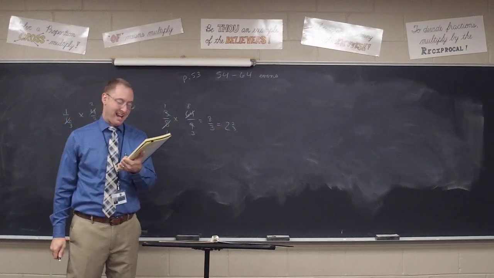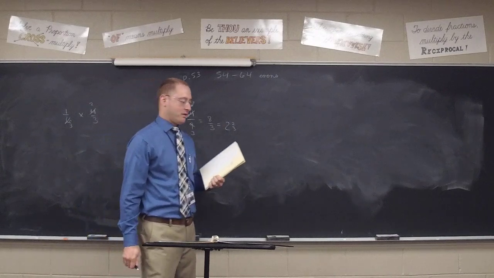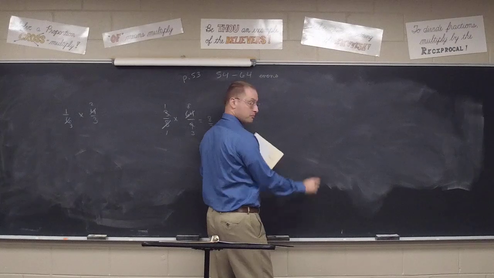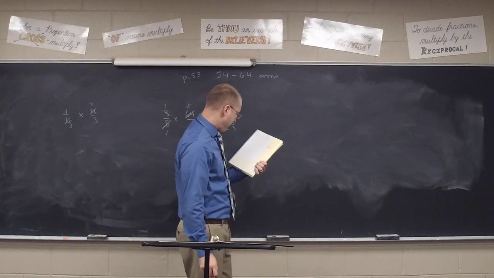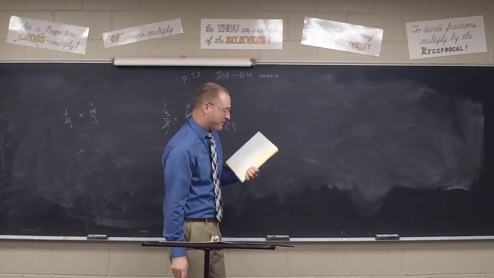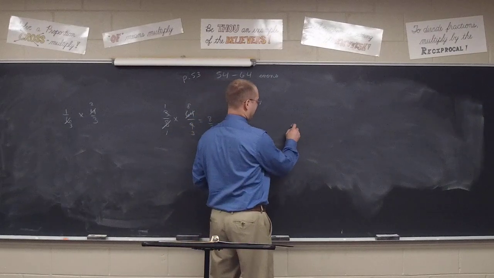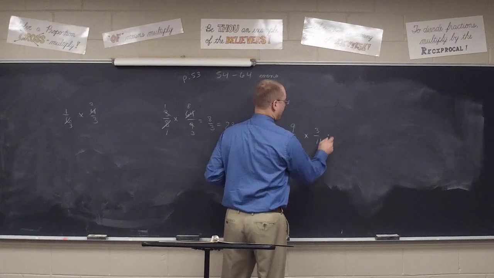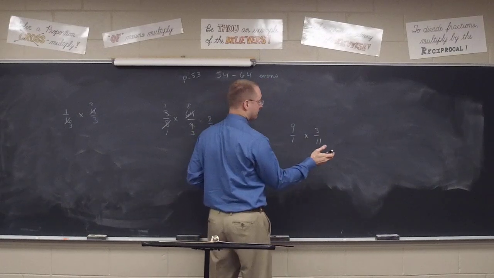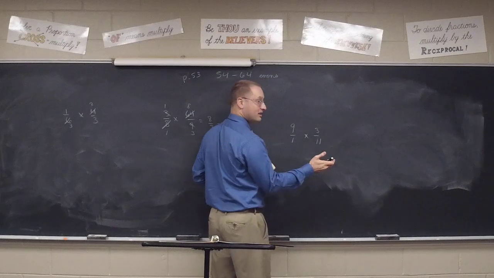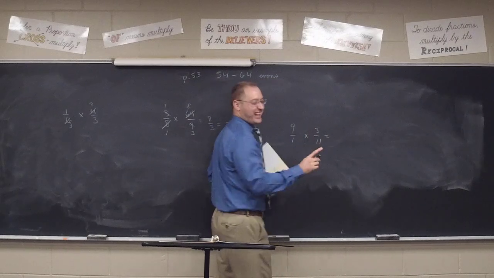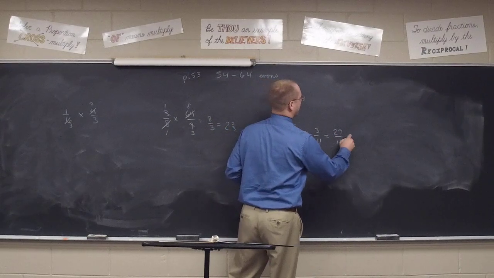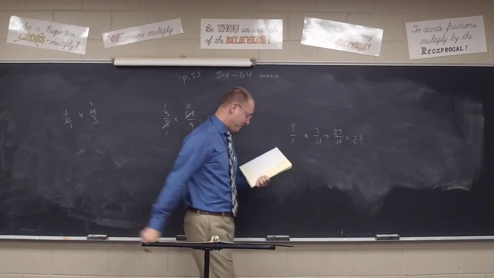Number 59. I ain't writing that. What am I going to write, Griffin? 56. Let's try 58. How about number 58? How am I going to write 58? 9/1 times 3/11. Good. And I'm going to cancel away the? Correct. Nothing. And we're going to multiply to get? 2 and 5/11. Well, initially 27 11ths, but yes, it becomes 2 and 5 11ths.